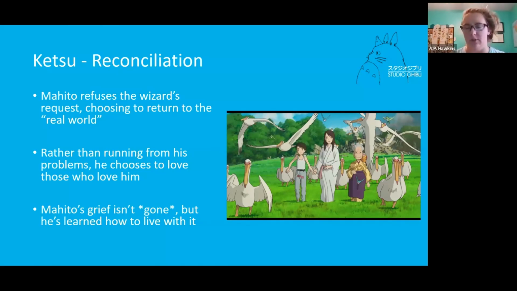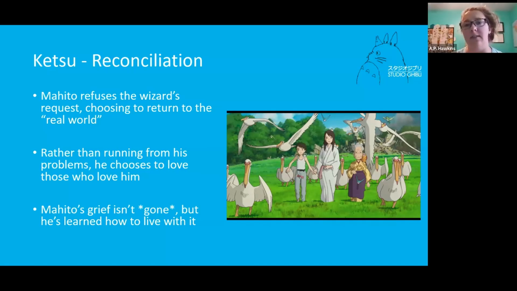And the Japanese title of this movie is How Do You Live? So, which is a more apt title for the actual story than The Boy and the Heron, because the story is about Mahito learning how to live with his grief rather than running away from it. And in the end, he chooses to love the people who love him rather than leaving them behind. So that's kind of the basic 4 steps of the Kisho Tenketsu.